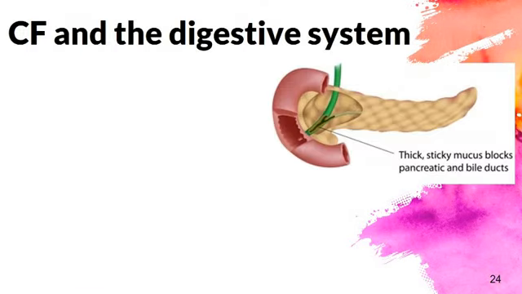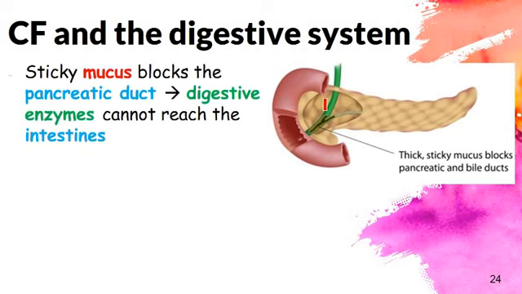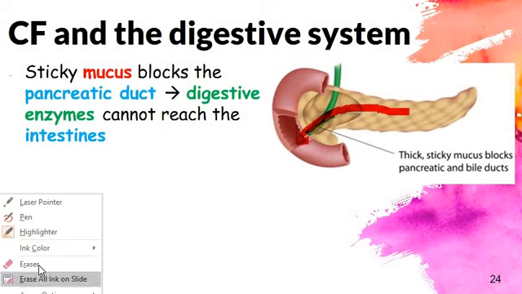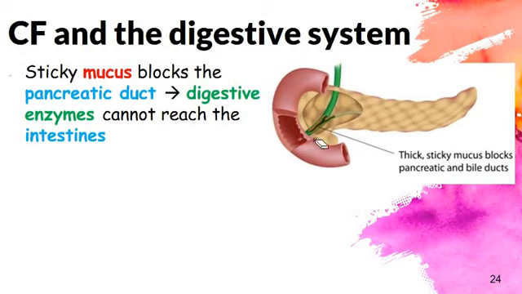First off, the sticky mucus is going to block this tiny little tube, the little pancreatic duct, that is going to allow the digestive enzymes from your pancreas to travel through it and be deposited into your digestive system, into your intestines. But this can't happen. If we have this blockage here that you could see before, you notice that that's blocking up this area, meaning that the digestive enzymes can't get through.